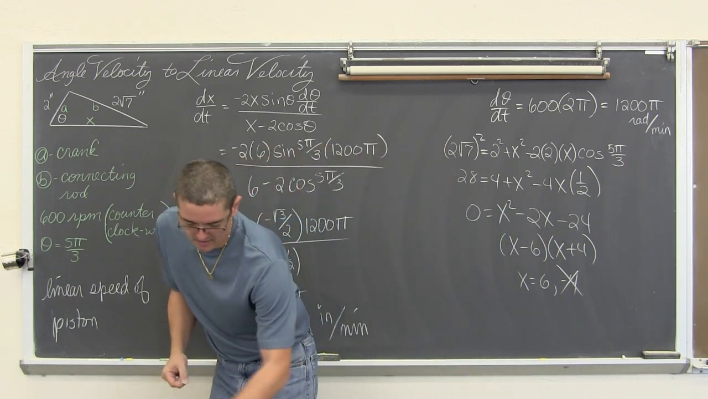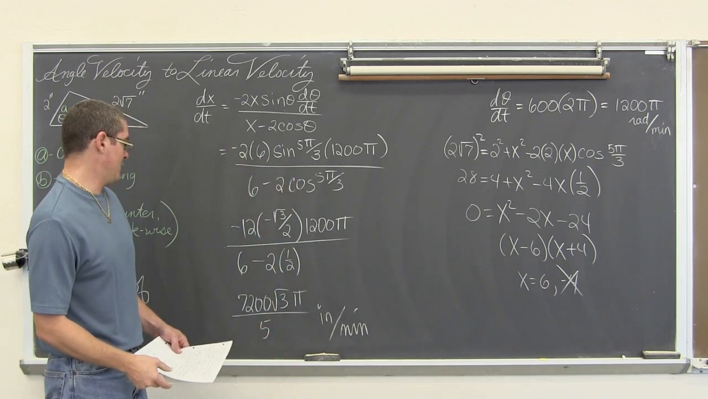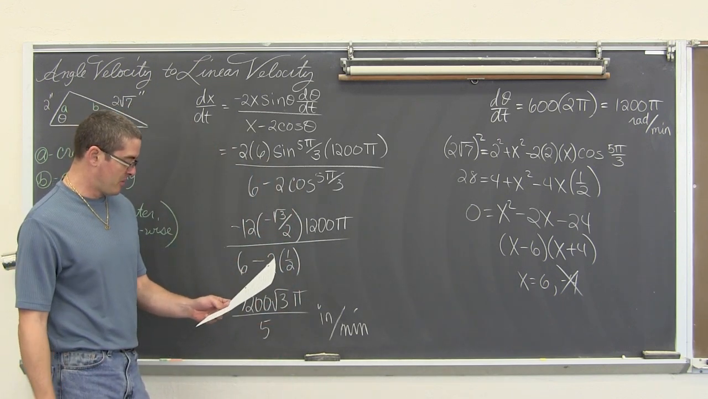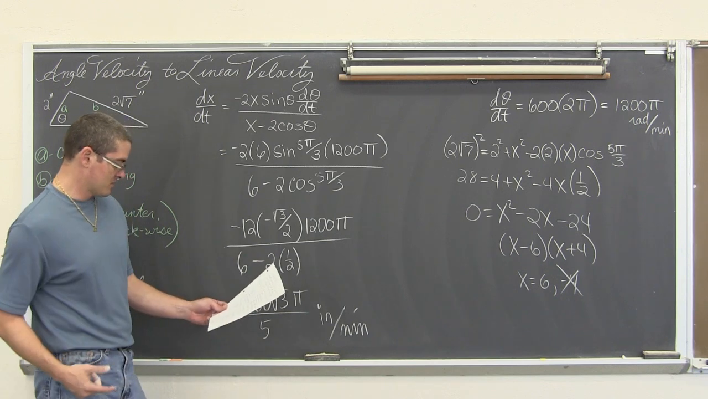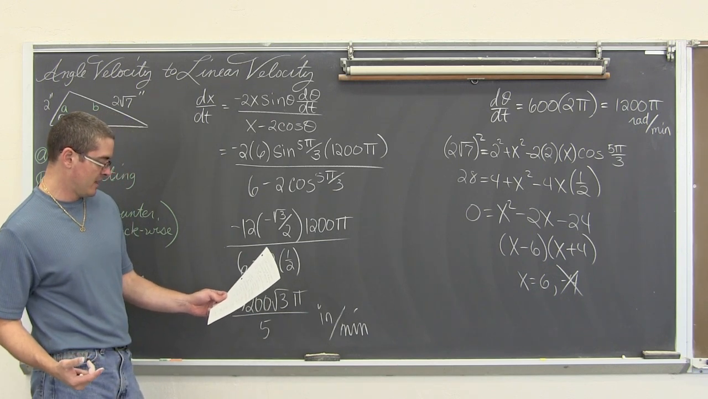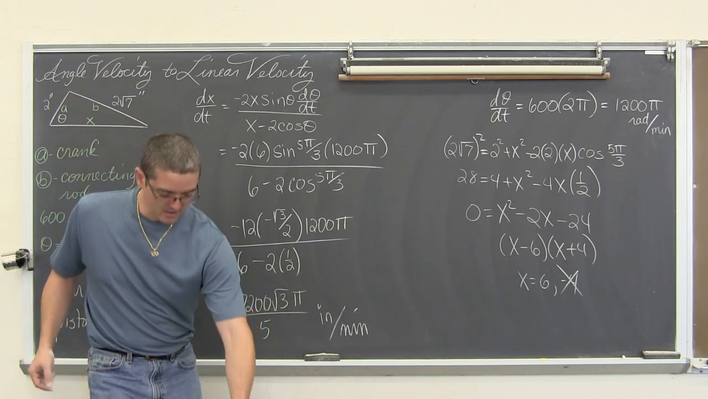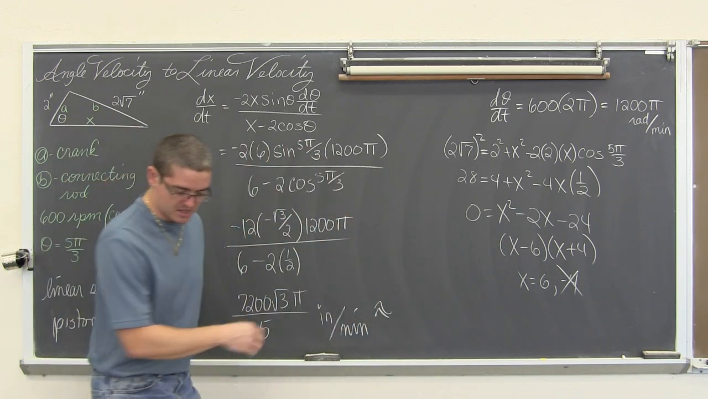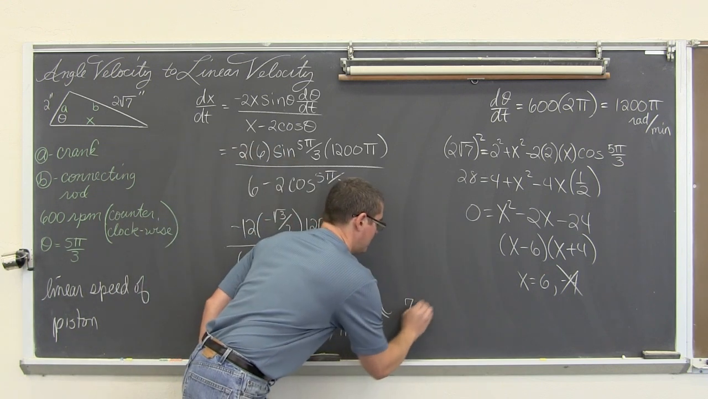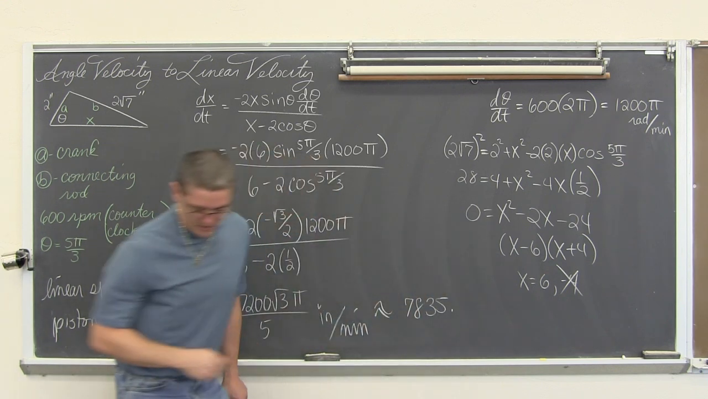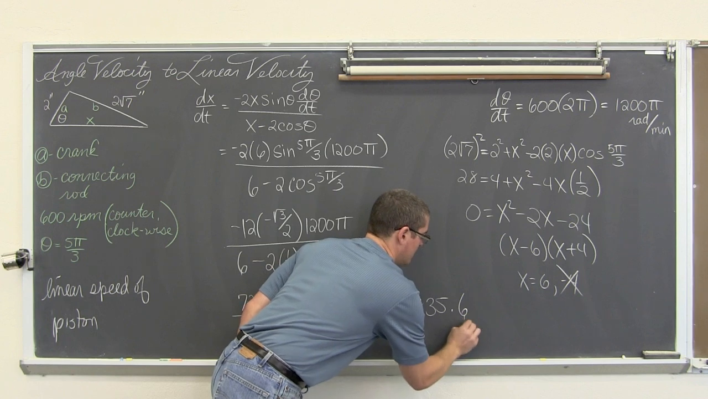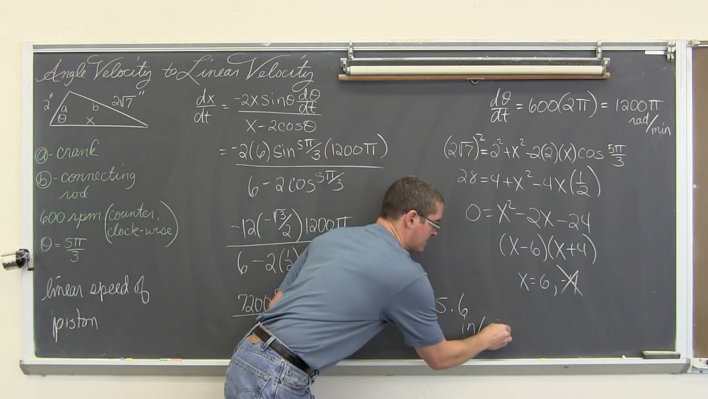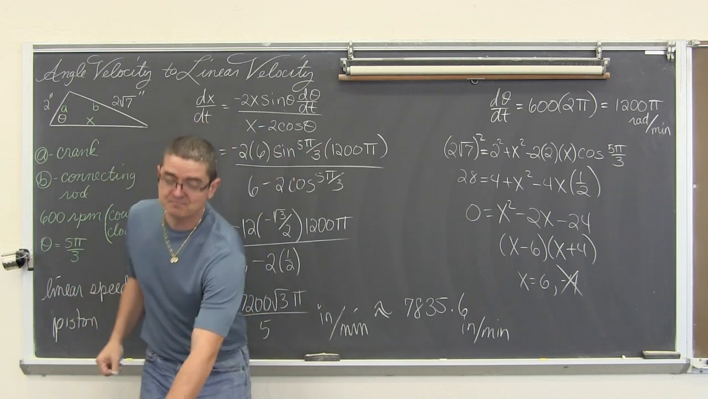Now, I don't think anybody without a calculator is going to know what that really means, so let's put that into a calculator. I'm just checking my work here: 7200 square root of 3 pi over 5 is approximately equal to 7835.6 inches per minute. And if you like, you could actually convert that into miles per hour, but I don't like.